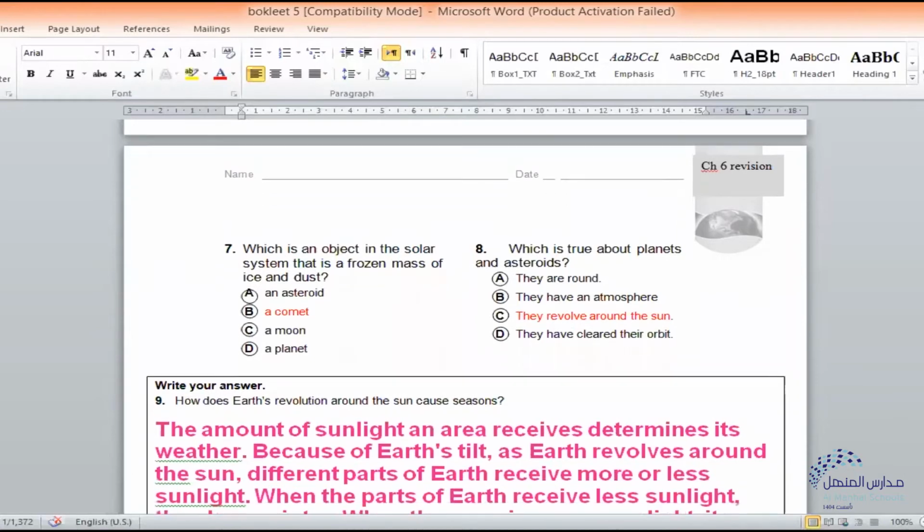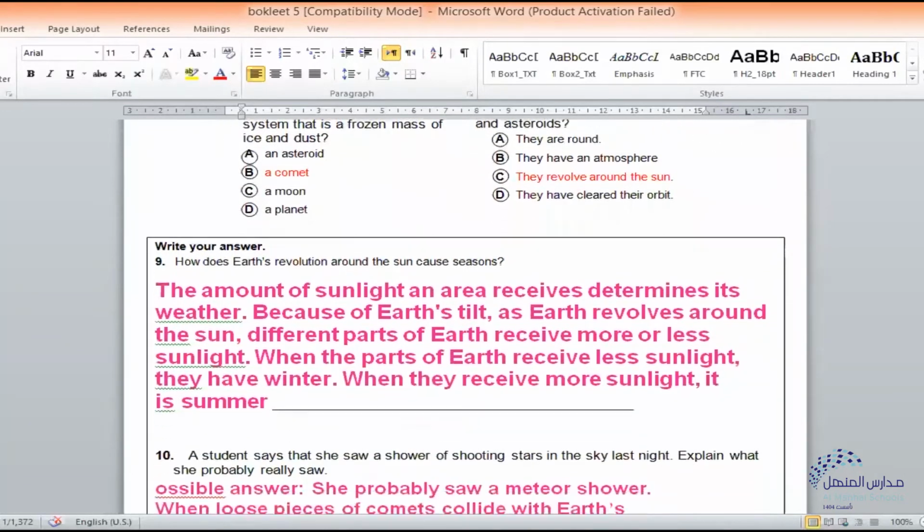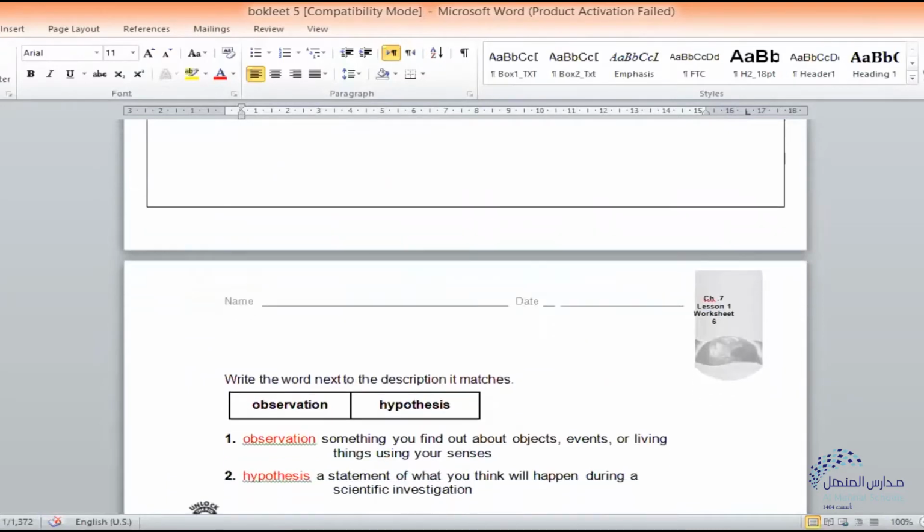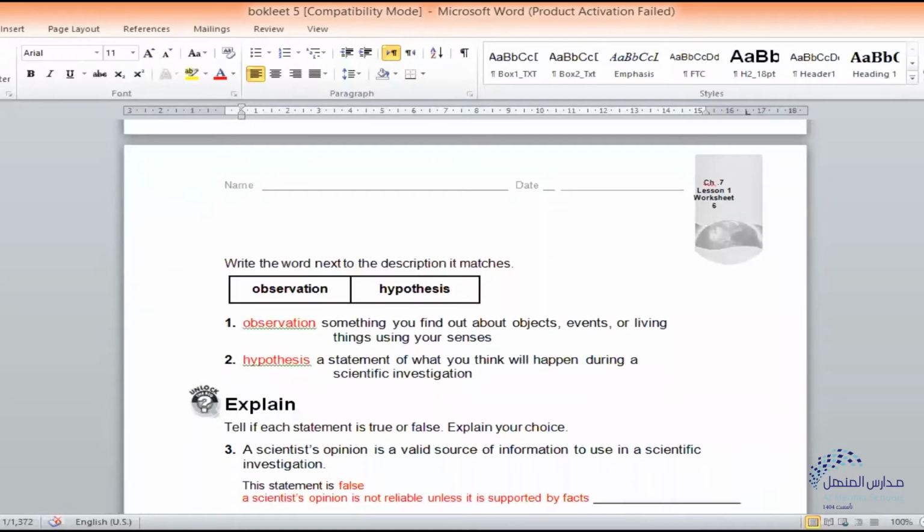These two questions are only for illustration. Don't bother yourself because they have very long answers. This one and this one, they are only for illustration. You can read them. Moving to worksheet number 7, which is relevant to chapter 7, lesson 1.